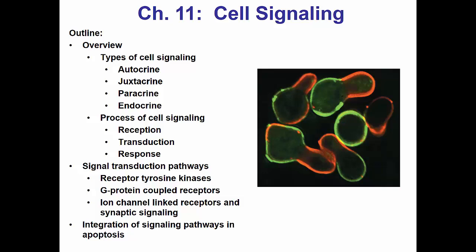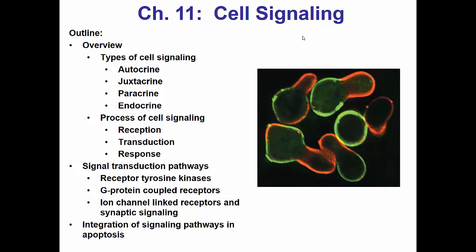This video is going to cover Chapter 11, which describes the process of cell signaling. Now, cell signaling is basically the processes that cells use to talk to one another in order to accomplish common goals. So cells have to decide what signals to produce, what signals they want to listen to, and then how to respond to those signals or those cues.